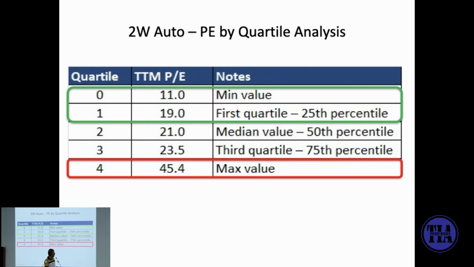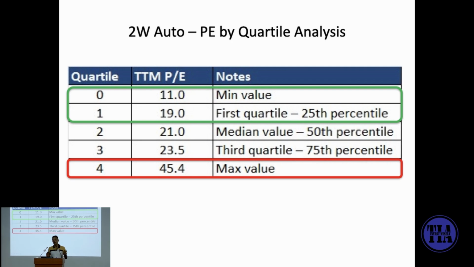This is the lowest PE the stock traded at. This is the second quartile. It means most of the time, the stock traded between 19 and 23. Do you agree? And at exceptional times, the stock went to 45. Think about it, 11 PE, 45 PE, and in between 22. It didn't trade much at the extremes, the middle is where it traded most. So you have this data. The average is 20.